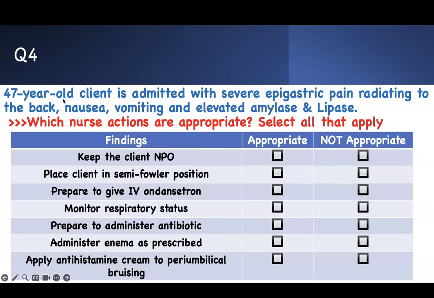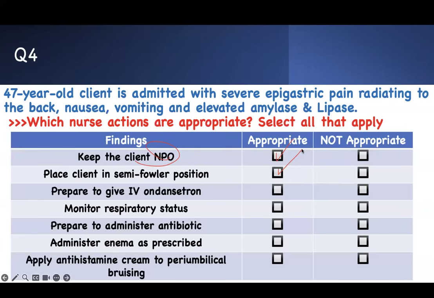Therefore, pancreatitis, what do you do? Keep the client NPO. Of course, he has nausea and vomiting, NPO. Place the client in the semi-fetal position. That is the position that will open the back, the retroperitoneum, so that it can help with the pain, like in the fetal position.